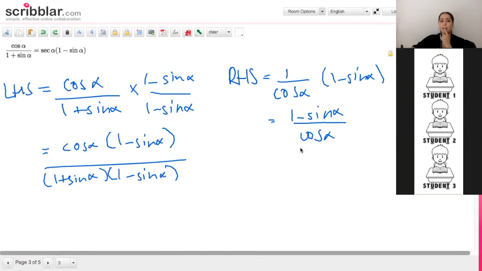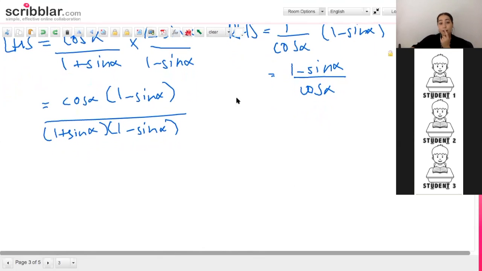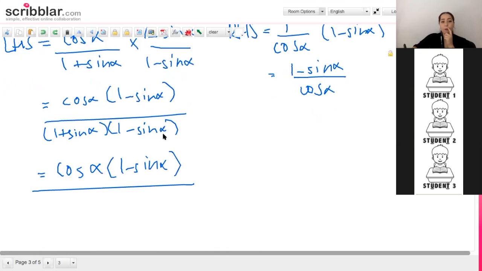So do you guys maybe have a clue as to what to do next? Can you expand the bottom? Good. Yeah, expand the bottom. So I will leave the top for now. You can expand the top. If this was the first time I'd be doing it, I would expand the top because I wouldn't know what else to do. For now, I'm going to leave it. So cos alpha, 1 minus sine alpha over. So what does the bottom become?